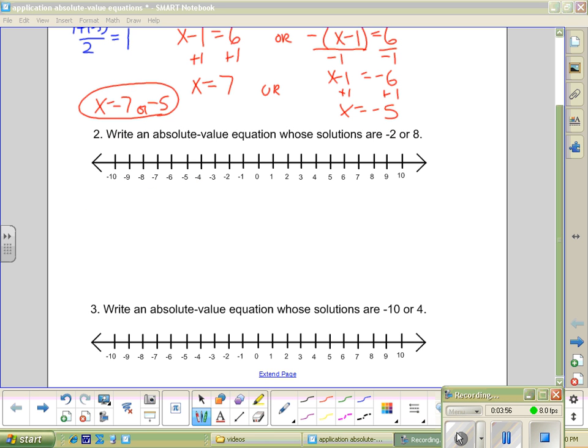All right, on question number 2, I was going to have Ms. Vaughn do it, but she's actually getting her class started right now. So I'm going to go ahead and do number 2, and I'll have her come back and do number 3 in just a minute. So number 2 reads, write an absolute value equation whose solutions are -2 or 8.